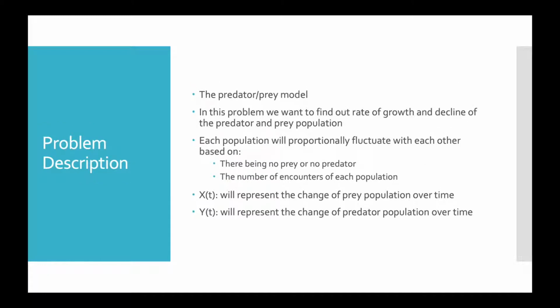The problem example that we're using is the predator-prey model. For this model, we're looking at the rate of growth and decline for the predators and the prey's populations. Both of these variables are dependent upon one another, so as the predators increase, you see the prey decrease, but as the prey decreases, you also see that the predators don't have as much food, so they'll eventually decrease as well. And it goes back and forth, fluctuating that way. XT we're using to represent the change of prey population over time, and YT we're using to represent the change of predator population over time.